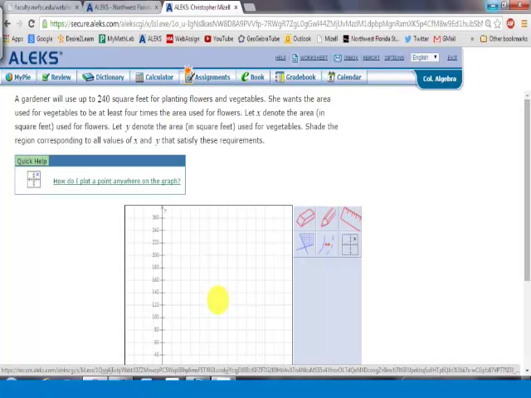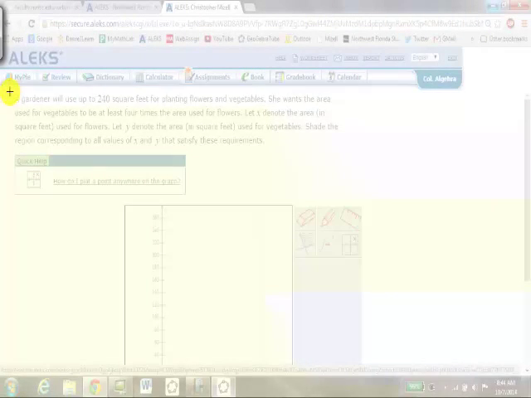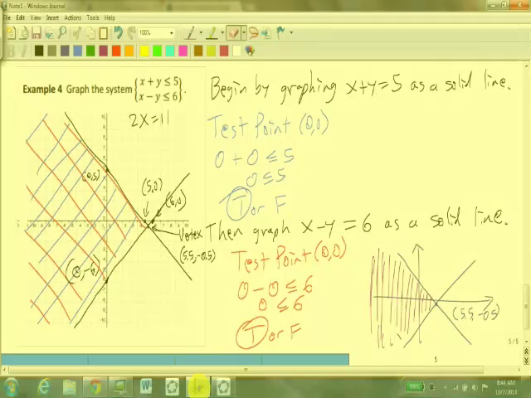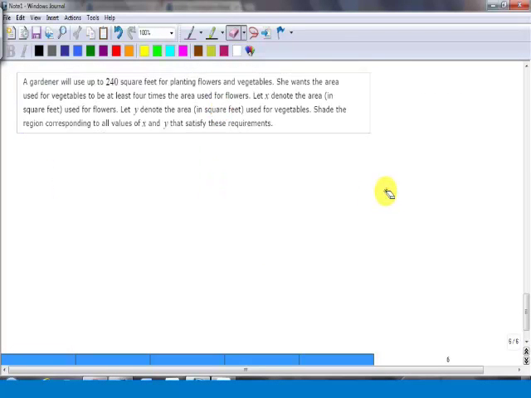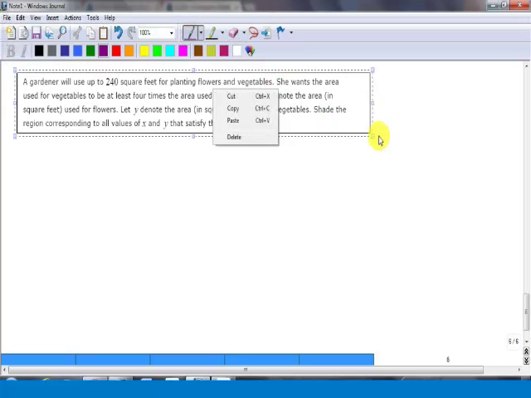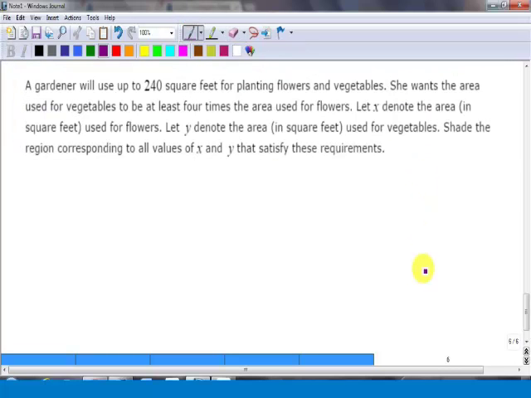5, solving word problem involving a system of linear inequalities. That one should probably graph over here and then come back and see if we can make it work. A gardener will use up to. Up to. Does that mean less than or equal to? Less than or equal to 240 square feet for planting flowers and vegetables.